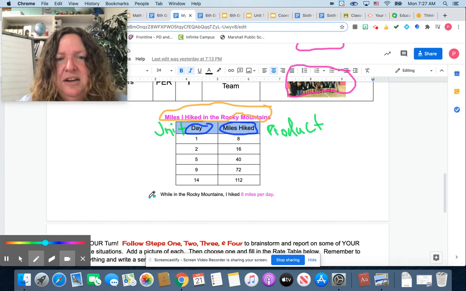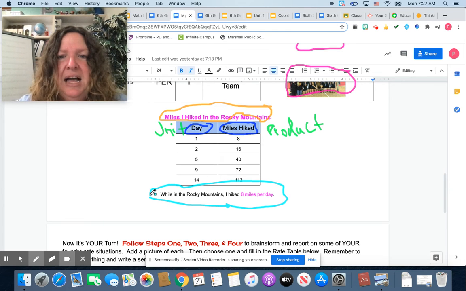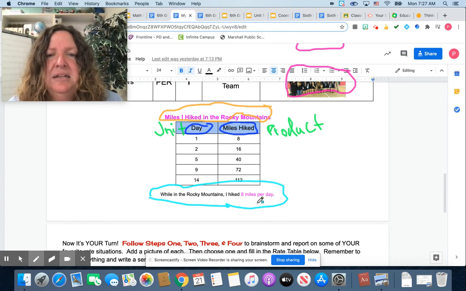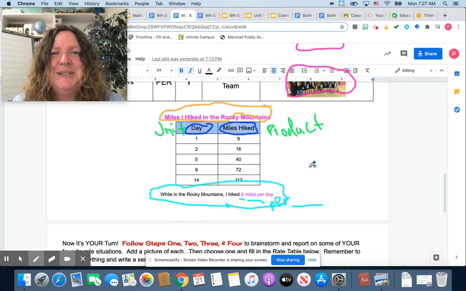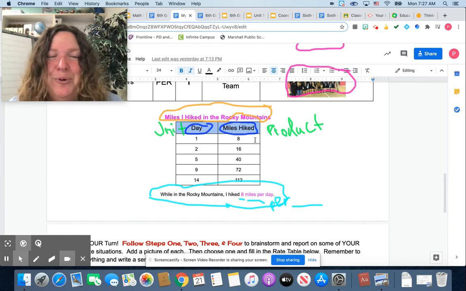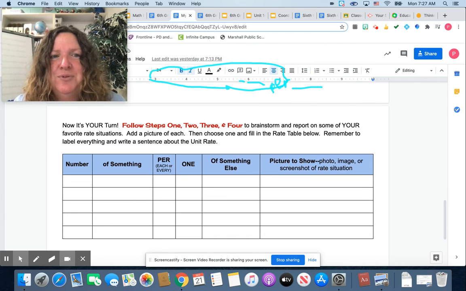Check this out. Here's my unit rate sentence. While in the Rocky Mountains, I hiked 8 miles per day. That's that same formula where it's 1, 2 lines, and then the word per, and then 1 more line: 8 miles per day. Okay, so I hope this has been helpful for you. And yours is right on the bottom. Look at that. There's yours right there.